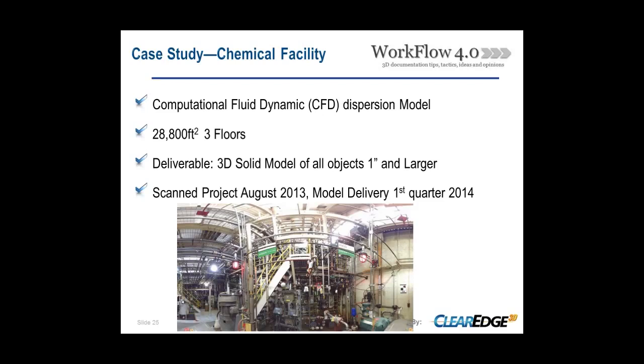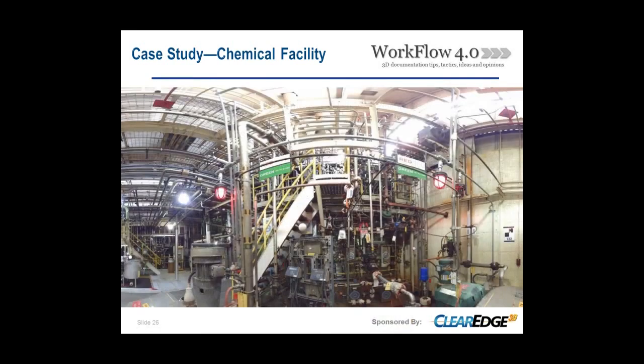PLC's deliverable was a 3D solid model of all the objects 1 inch and larger. With the use of EdgeWise plant and structure, we were able to model piping and structural components fast, letting us focus on smaller objects in the building that were just as important. As you can see, our scan to model time was very tight. This is a panoramic photo taken from the scanner. From this, it's easy to see what we were up against as far as the sheer amount of objects to model.